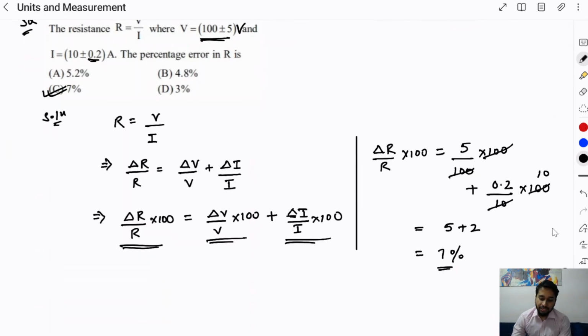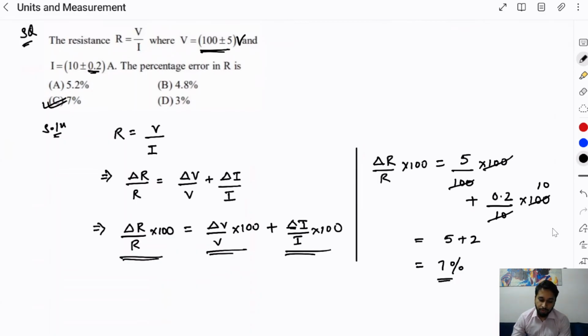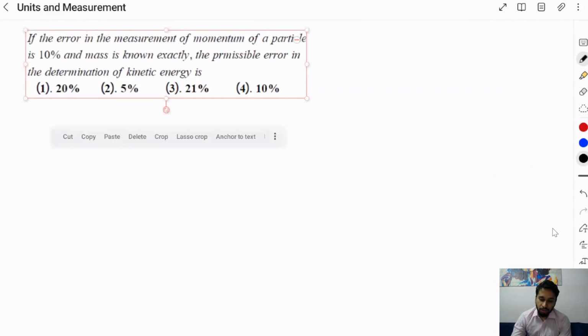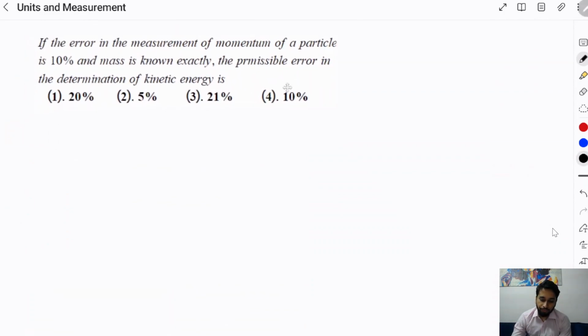Now let us see the next question. I hope this is clear. Now, this is a different kind of question. Fourth question perhaps.